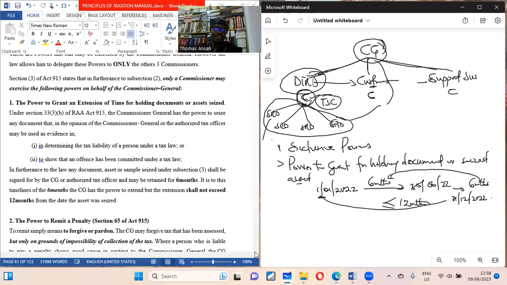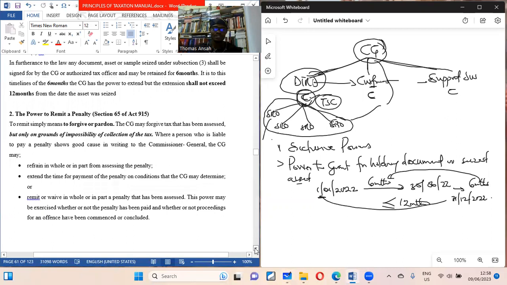The second one talks about the power to remit penalty. Now, you know about the amnesty that happened, that, come and pay your liability, we will forgive you of your penalties and interest, all right? So he has the power to remit a penalty. Now, the word remit, if you don't take care, you think that he's sending money. No, the word remit here is used to mean to forgive or pardon, like the amnesty I used to tell you. So if you pay your liability, the Commissioner General will pardon you.